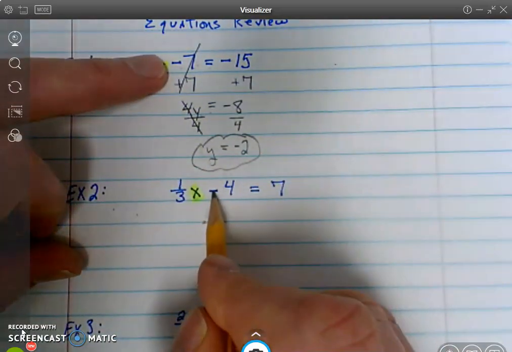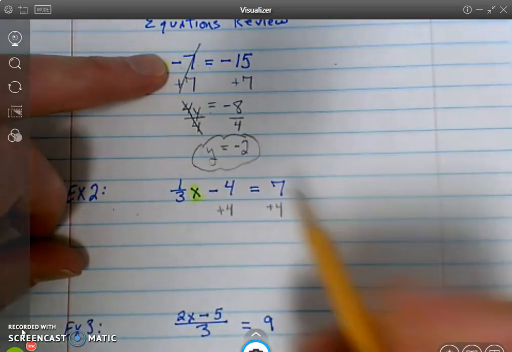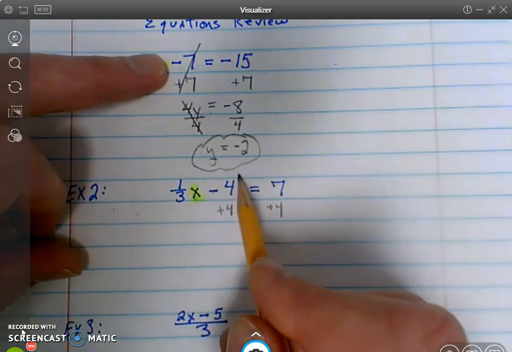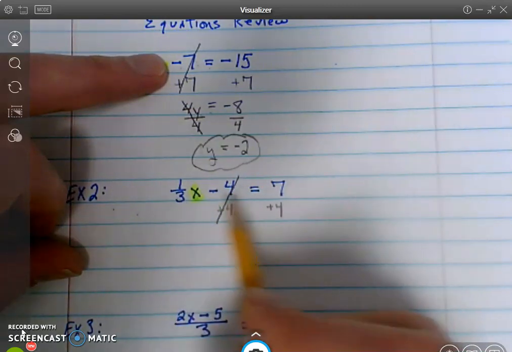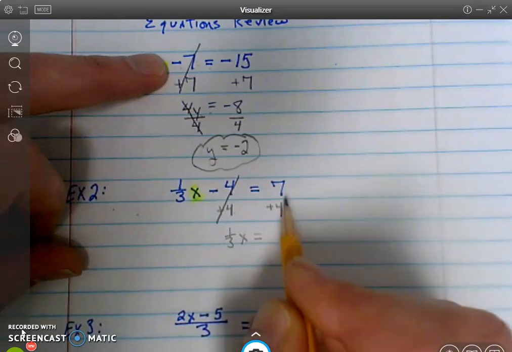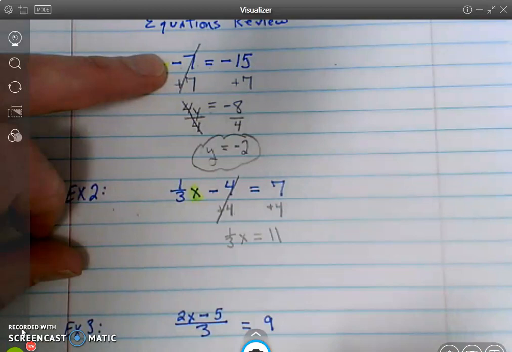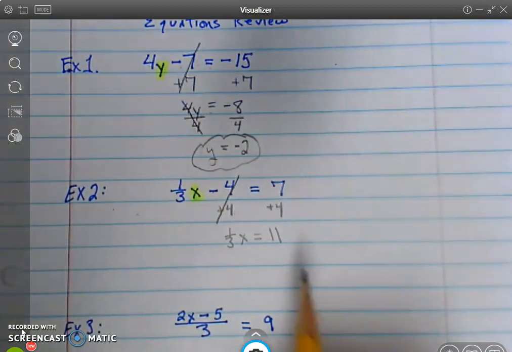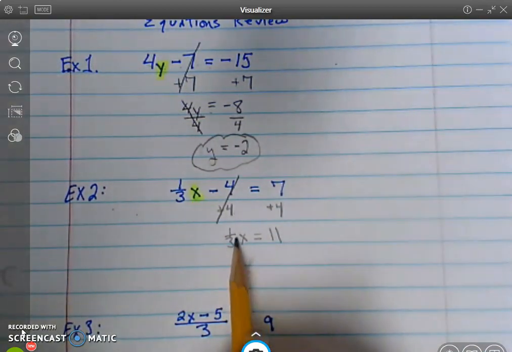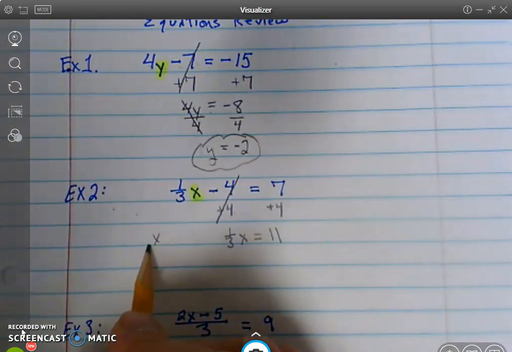So what's the opposite of minus 4? It's plus 4 to both sides. Of course, negative 4 plus 4 does give me 0, so it ends up going away on this side. Leaves me with 1/3 x equals, of course I've got 7 plus 4. 7 plus 4 is 11. Now this says 1/3 times x. That's the same thing as x divided by 3.